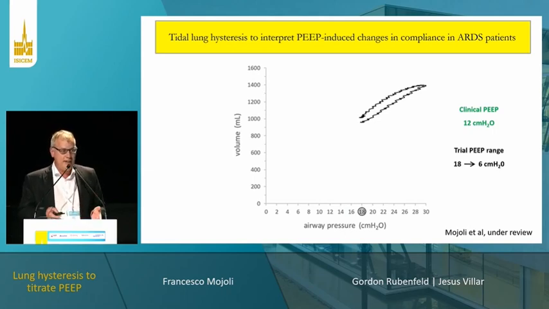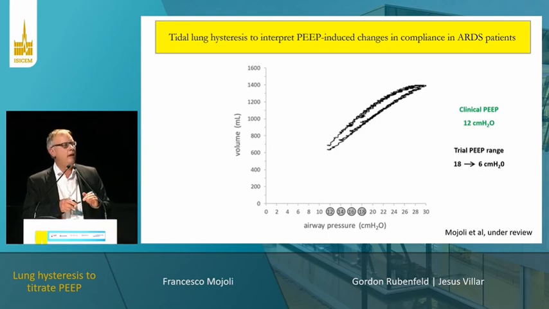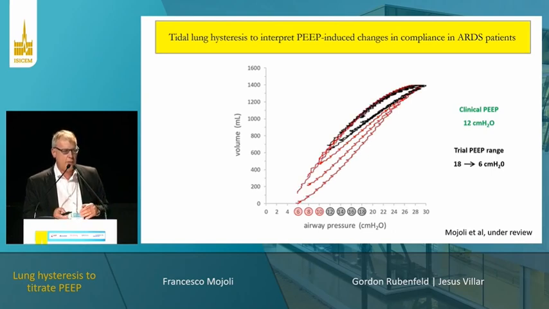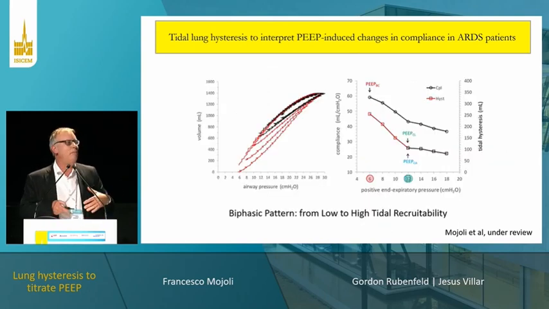And finally, this last pattern, last but not least, because actually the relative majority of our patients show this pattern. Clinical PEEP was 12 in this patient, so we tested a range of PEEP between 18 and 6. And again, moving from 18 to 16 to 14 to 12, nothing happened. But as we decrease PEEP below this level, boom, we observed a fast exponential increase of tidal hysteresis. And we call this patient the biphasic tidal recruiter, or with a biphasic pattern.